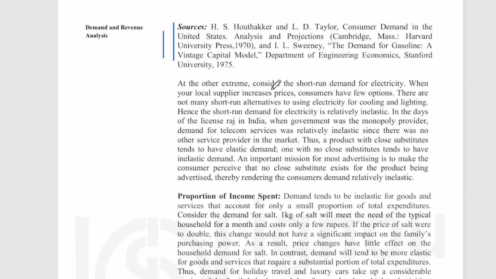At the other extreme, consider the short run demand for electricity. When the local supplier increases prices, consumers have few options, so there are not many short run alternatives to using electricity for cooling and lighting. Hence the short run demand for electricity is relatively inelastic. So in the days of the license raj in India, when the government was the monopoly provider, demand for telecom service was relatively inelastic, since there was no other service provider in the market.